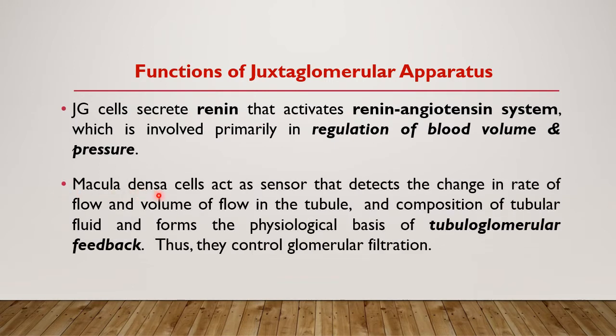The second cell, the macula densa cell, acts as a sensor that detects changes in the rate of flow and volume of flow in the tubules, and also the composition of renal tubular fluid, and forms the physiological basis of tubuloglomerular feedback. So this macula densa cell acts as a sensor, and it also provides feedback to the juxtaglomerular cell. And the third one is the Lacis cell, also called the extraglomerular mesangial cell. They are basically concerned with secretion of renin and erythropoietin to a certain extent.